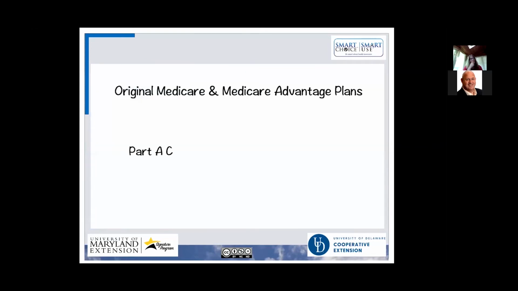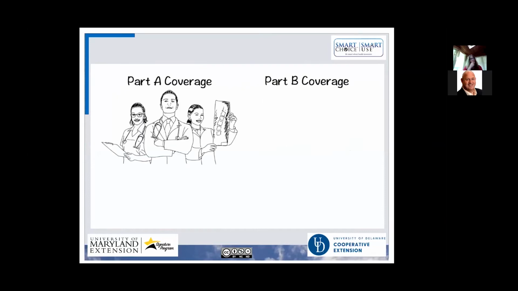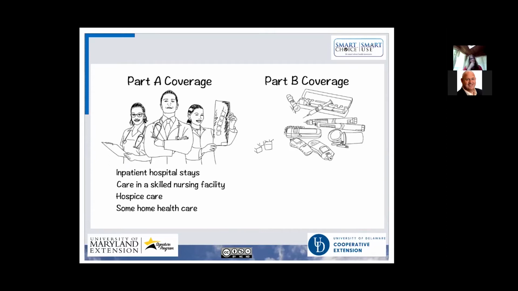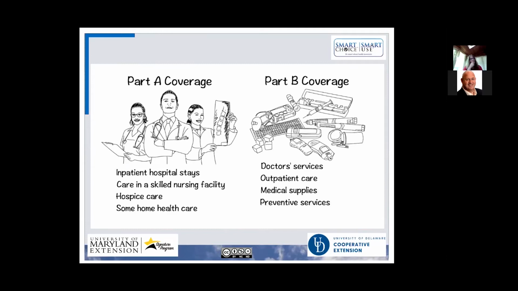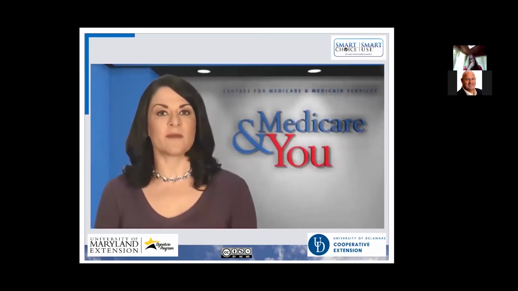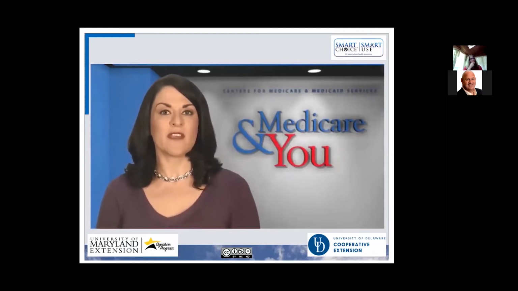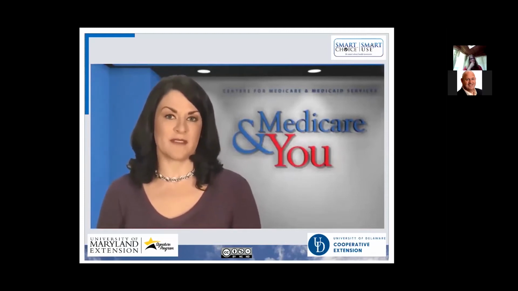Both original Medicare and Medicare Advantage plans have both Part A and Part B coverage. Part A covers inpatient hospital stays, care in a skilled nursing facility, hospice care, and some home health care. Part A is free for most people. Now, Part B covers certain doctor services, outpatient care, medical supplies, and preventive services. There's a monthly premium for Part B. Now, even though both original Medicare and Medicare Advantage plans cover Part A and Part B services, there are some differences that I want to help you understand.